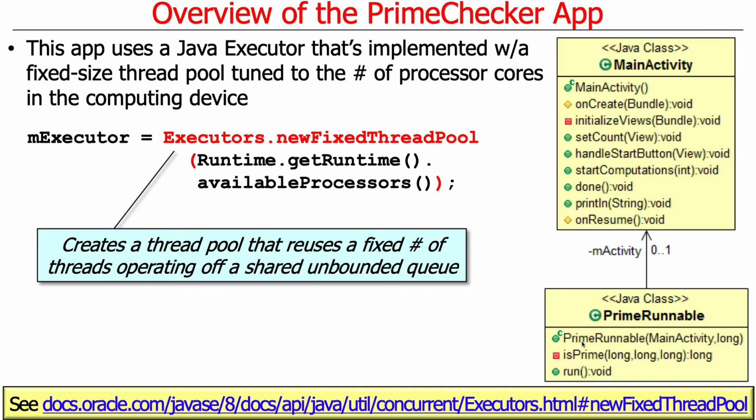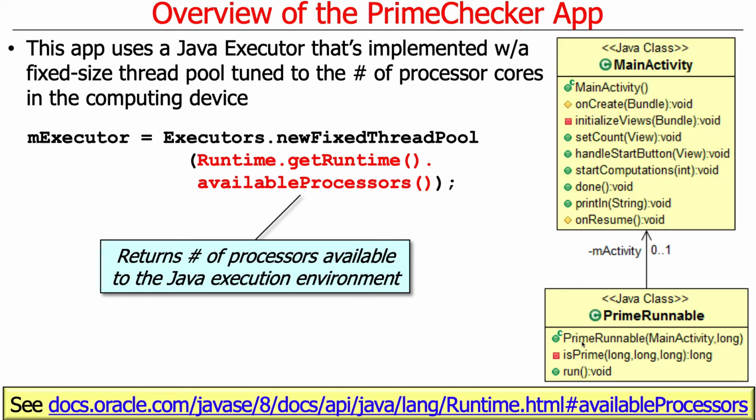This particular implementation, because we're just looking right now at the Executor framework in its simplest form, uses an executor that's implemented with a fixed size thread pool. We get that by calling newFixedThreadPool, which creates a pool that will use a fixed number of threads operating off a shared unbounded queue internally. And n is the number of threads we're requesting in the pool, to match the number of processor cores on our computing device.